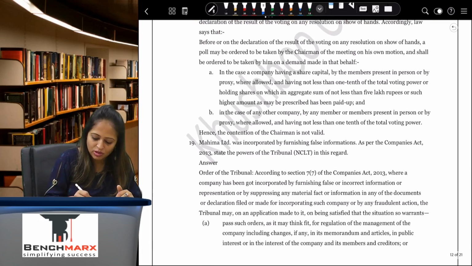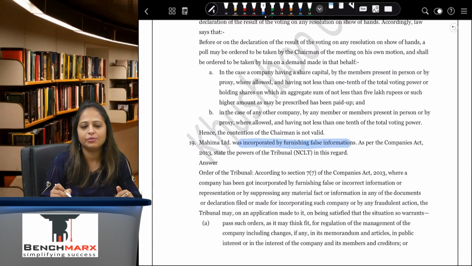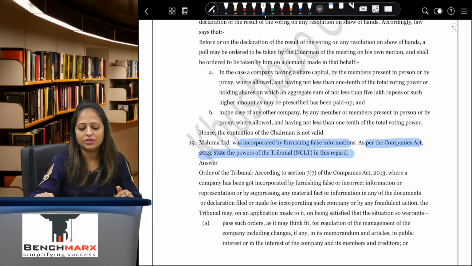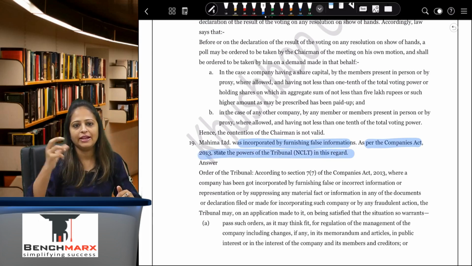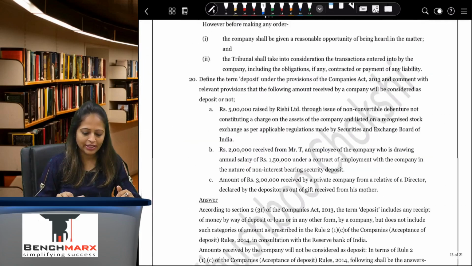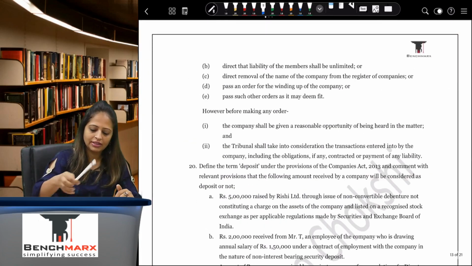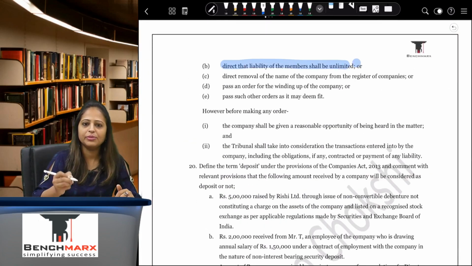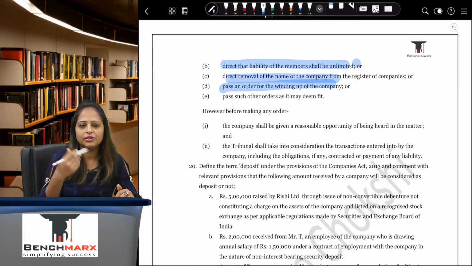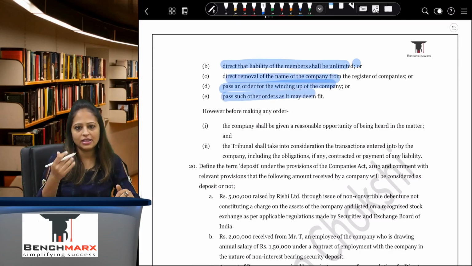Mahima Limited was incorporated by furnishing false information. As per the Companies Act, state the powers of the tribunal. So this is winding up by the tribunal. They have the power to wind up a company if false information is given by the company. So you'll have to write down that they can pass orders, direct the liability of members to be unlimited, or make an order for winding up or removal of the name of the company, or pass such orders as it may deem fit.